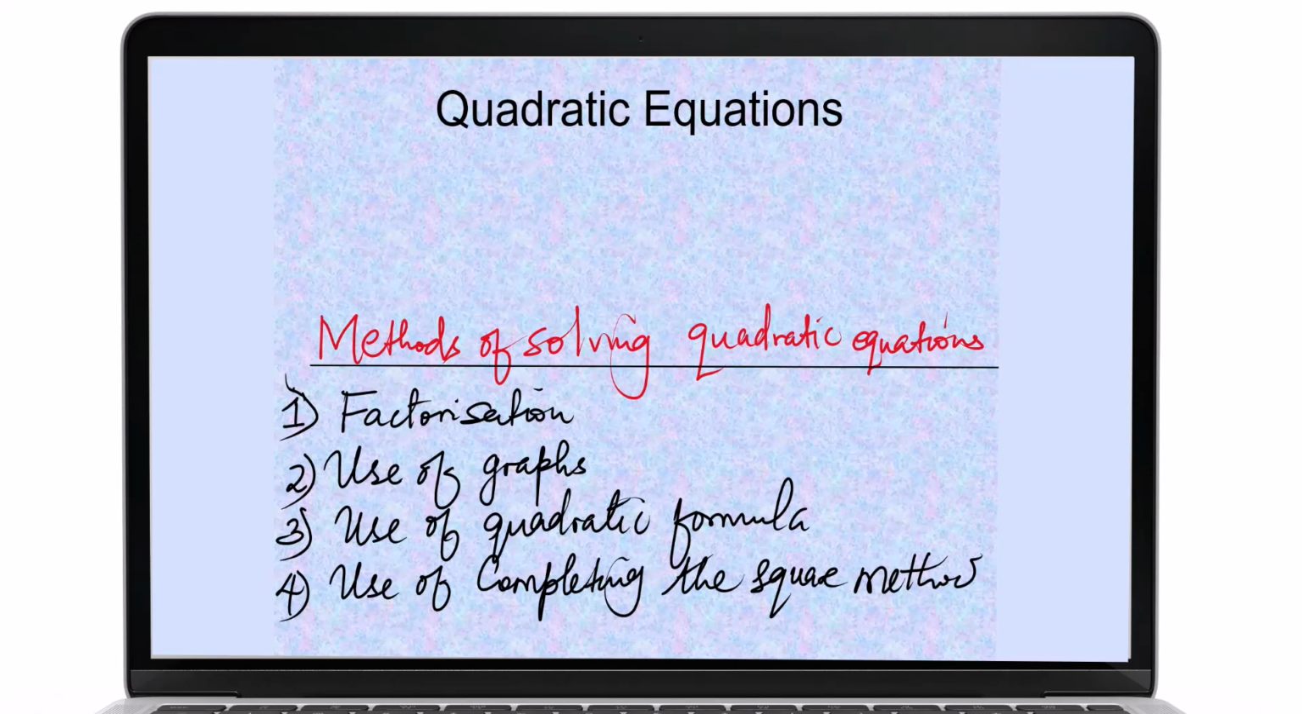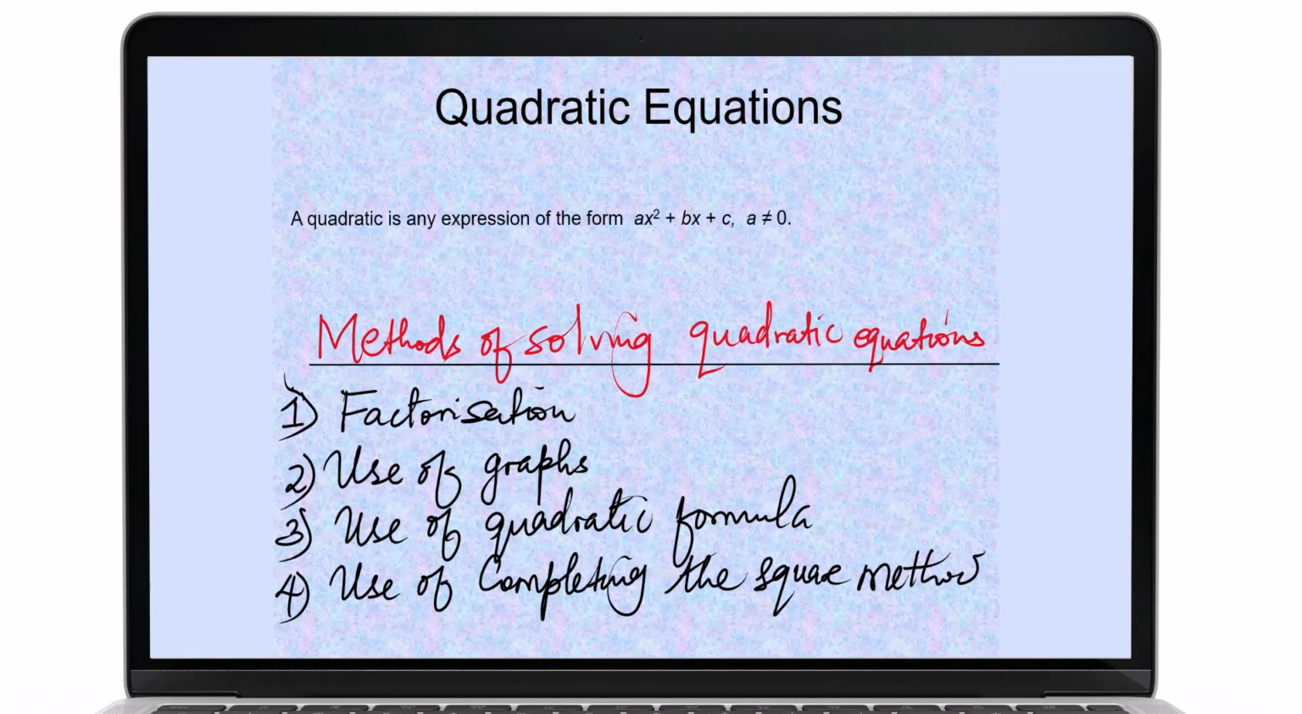In this lesson, I would like us to go through quadratic equations and specifically the methods of solving any quadratic equation. We are going to use these methods: factorization, use of graphs, use of the quadratic formula, and the completing the square method. A quadratic is any expression of the form ax squared plus bx plus c, where a is not equivalent to 0.